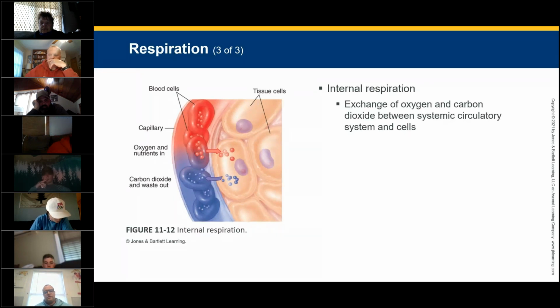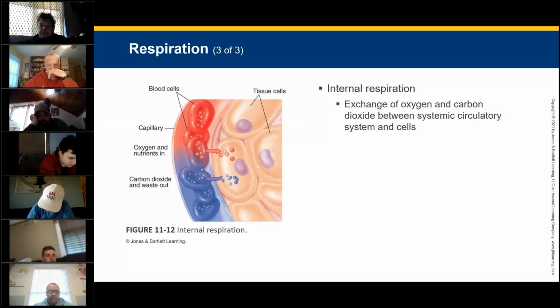All of your cells need a constant supply of oxygen to survive, and when there's adequate oxygen, cells will convert your glucose into energy through aerobic metabolism. Without adequate oxygen, anaerobic metabolism takes place, which cannot meet the metabolic demands of the cell. So aerobic metabolism occurs when there's adequate oxygen. Anaerobic metabolism takes place when there's not enough oxygen in the atmosphere.